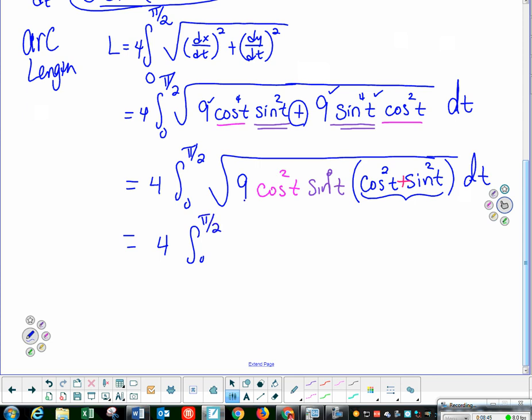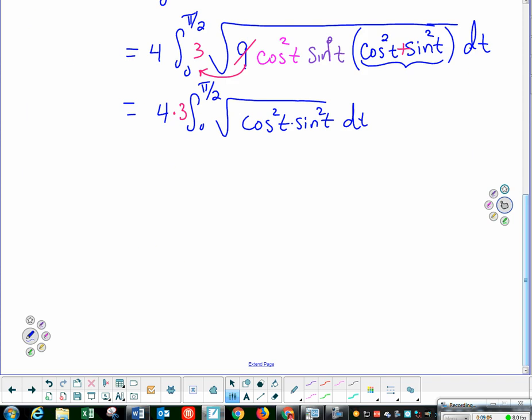And this 9, why not move it out front as a 3? So now I've got 4 times 3 out front, square root of cosine squared t sine squared t. That will simplify because it is connected with multiplication. All right, so now we're at 12 times the integral from 0 to pi over 2, and square root each of these, and I'm going to rearrange this for a moment, sine t, cosine t, dt.